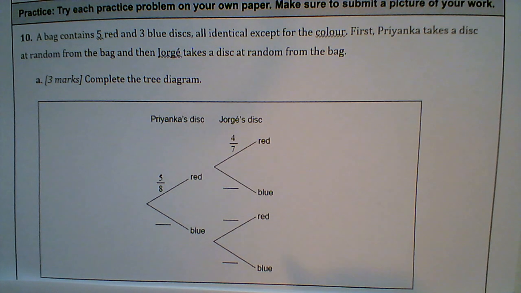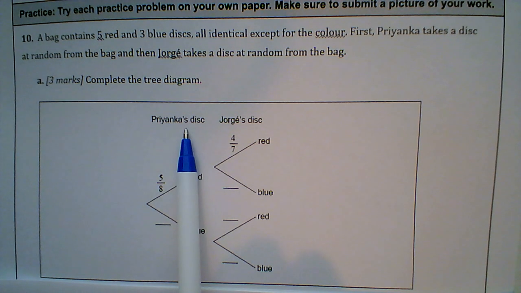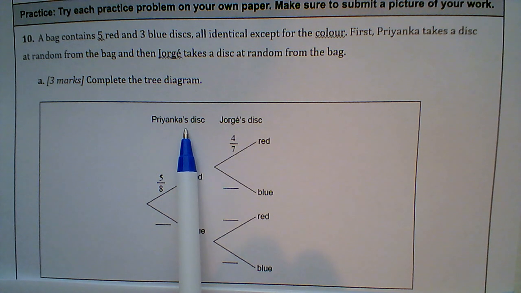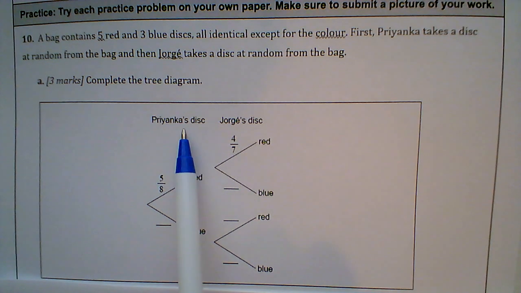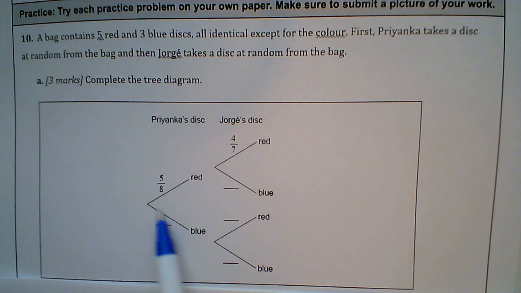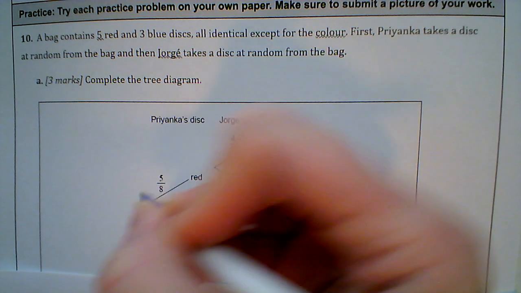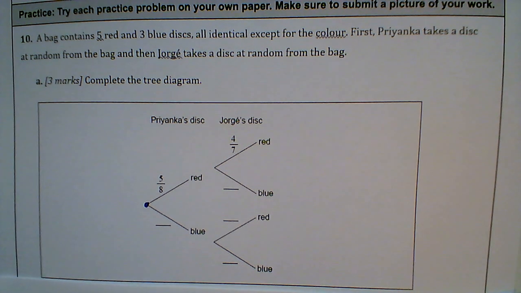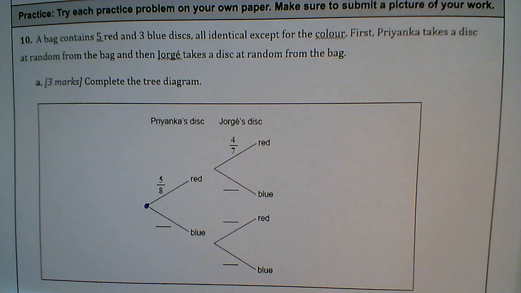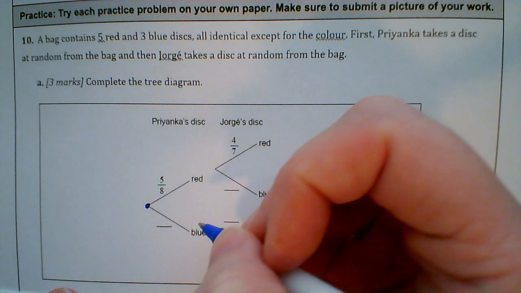Okay, well, let's take a look at this tree diagram and see what's going on. Notice this tree diagram is labeled really well. So you've got Priyanka's disc. Priyanka pulls her disc out first. And what are the possible outcomes that could happen? Well, Priyanka could get a red disc, or she could get a blue disc. Now notice I said "or" there. Both of these are connected to the same vertex down here. In this case, these are called complementary events because these are the only two things that could possibly happen.